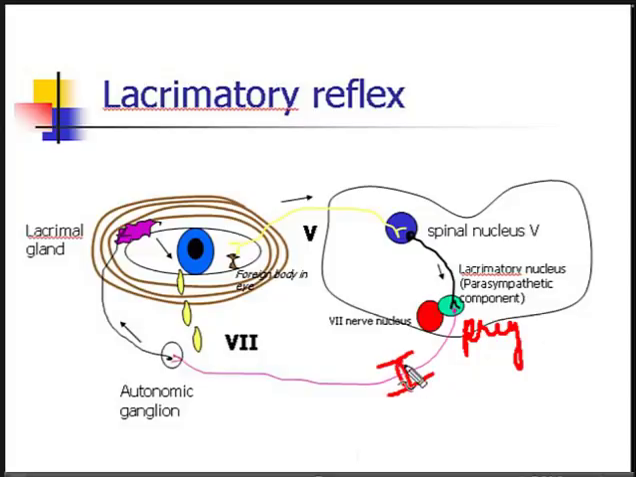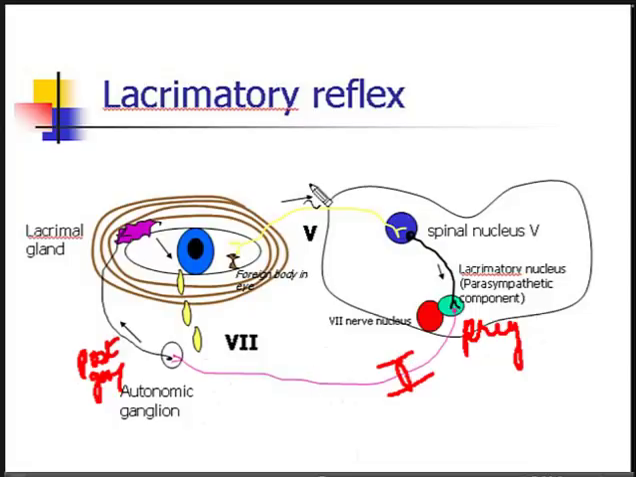So if I say that this is the seventh cranial nerve, they are traveling in the seventh cranial nerve. They leave the seventh cranial nerve to go to an autonomic ganglion, and that's the pterygopalatine ganglion. From there, the postganglionic fibers will start, and they reach the lacrimal gland, which begins to secrete, and the reflex is completed. So you can see the importance of this.